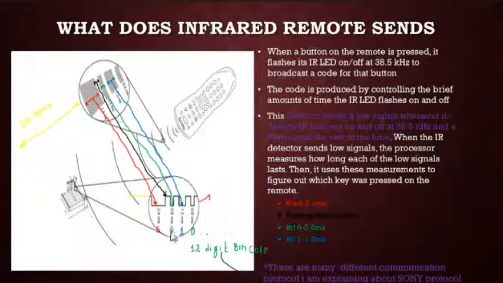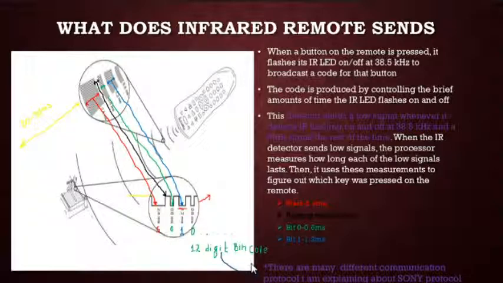This means bit 0, and then again comes a low signal for 1.2 milliseconds. This is a low signal for 1.2 milliseconds, thereby generating 1. Thus this type of sequence is formed. A 12-digit binary code is formed, and this is in the case of the Sony remote control. This is the protocol of the Sony remote control.